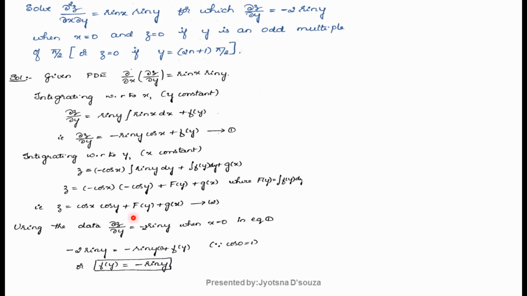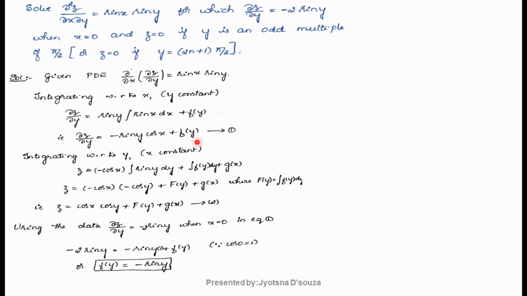Now equation 2 is a solution of the given PDE. But since the conditions are given, we have to find the particular values for capital F(y) and g(x). For that we use the conditions. First we use ∂z/∂y = -2 sin y when x = 0. To use this condition, I need the term ∂z/∂y, which is not present in equation 2 but is there in equation 1. So I have to substitute this condition in equation 1.